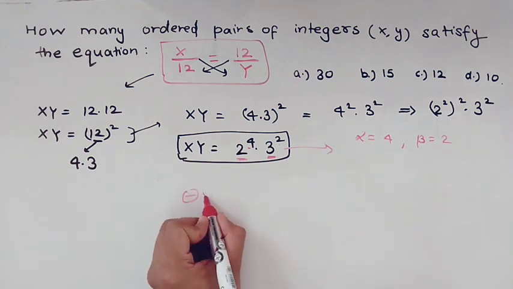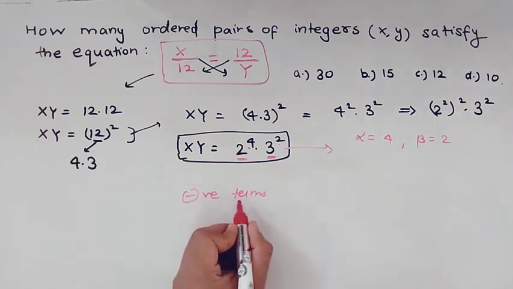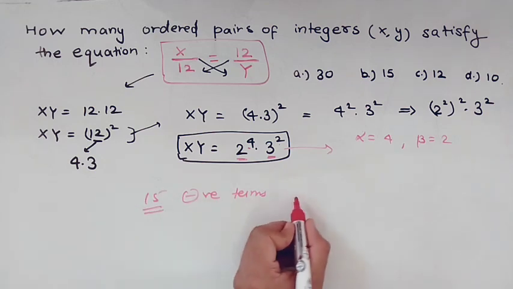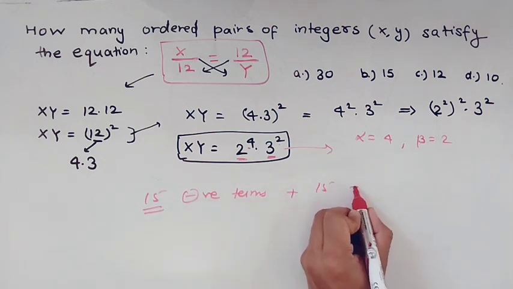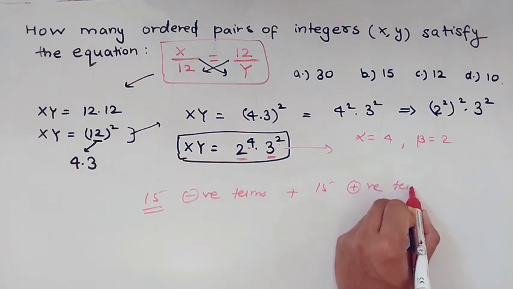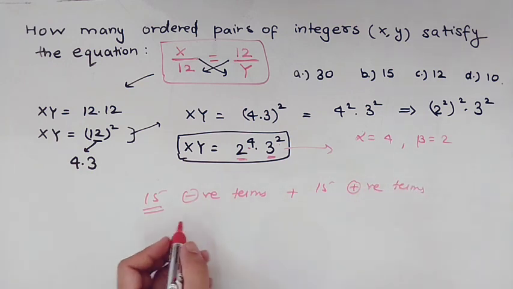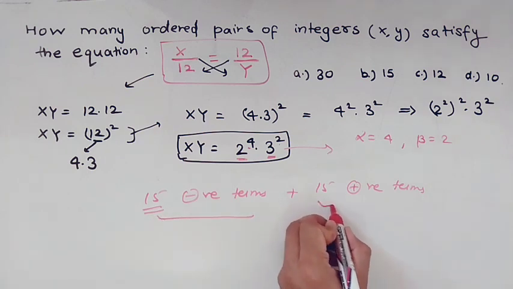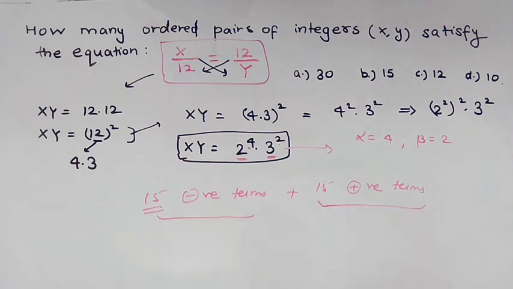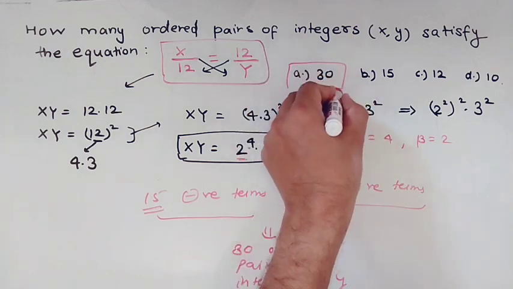But because you have to consider the negative terms also, which will be the same as the positive terms, we will be having 15 negative terms and 15 positive terms, which gives us 15 pairs each. So the total answer is 30 ordered pairs of integers x and y that satisfy this equation. Okay, so our answer will be A.